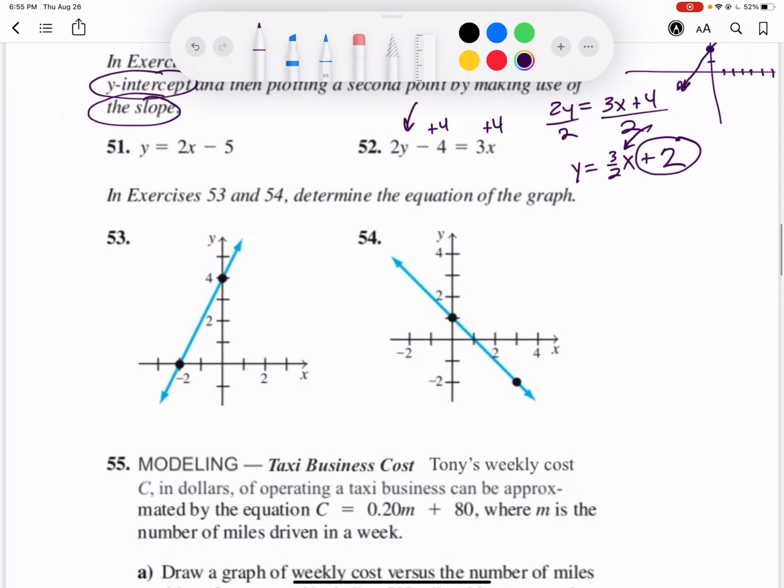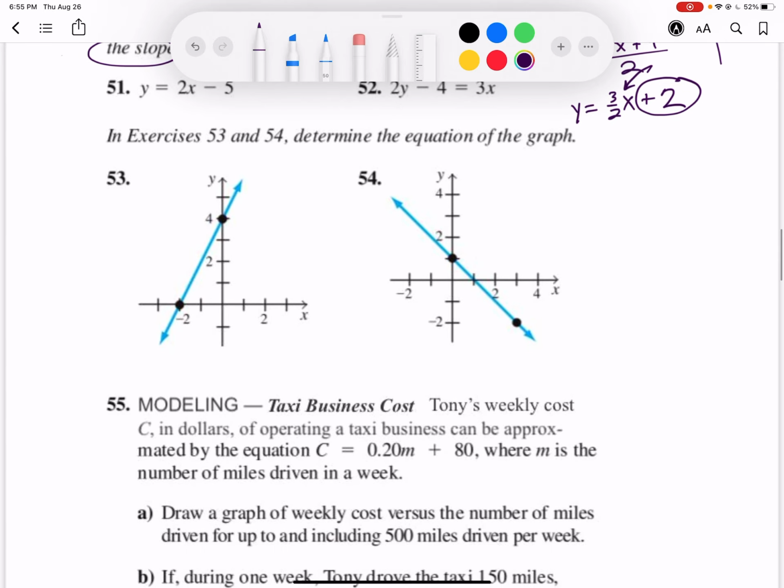The next question was 54. Determine the equation of the graph. Once again, we can use the slope-intercept form in reverse now. So our intercept is what? We've got a +1 intercept. So this is going to equal y equals mx plus 1. And now we want to look at the slope. So what are we doing? We're going down. So we're going down 1 and over 1. So it's going to be y equals -x plus 1.